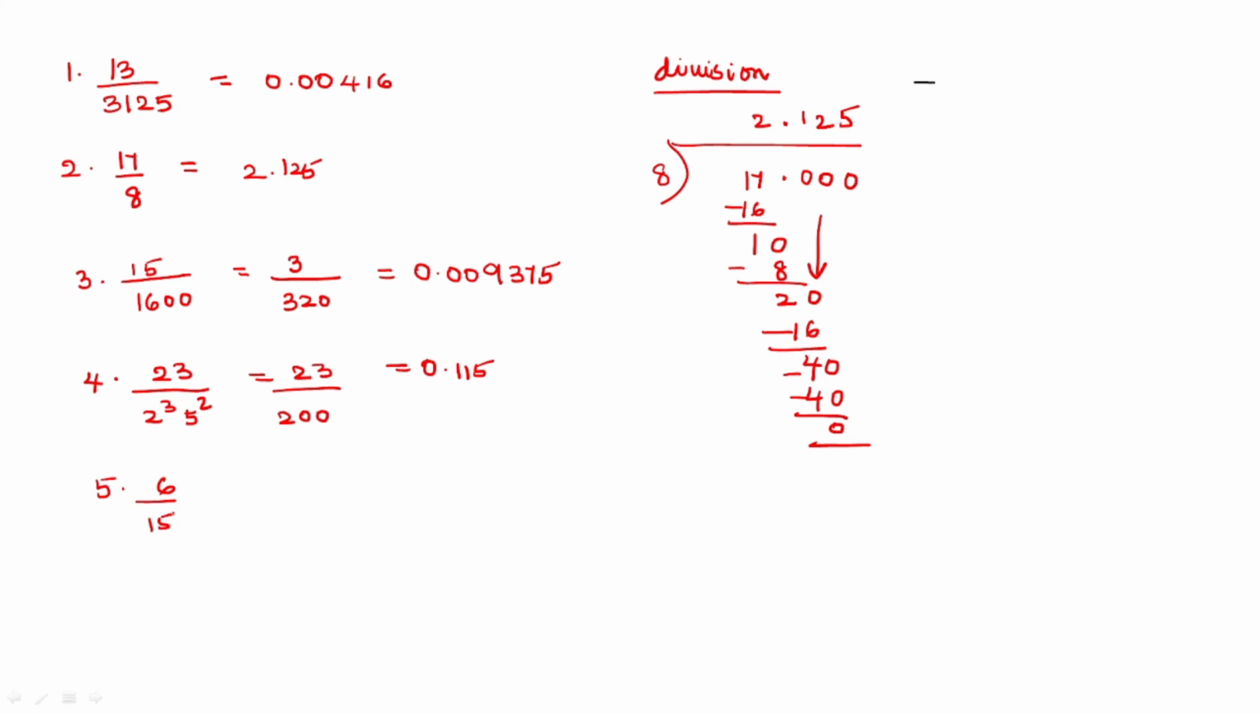6 upon 15. 2 upon 5 you can simplify. So this is nothing but 0.4. The fifth question was easy. It didn't need many steps. 35 divided by 50. You simplify it: 5 times 7 and 5 times 10. So 0.7. So all these are the terminating decimal numbers that we had in question 1.